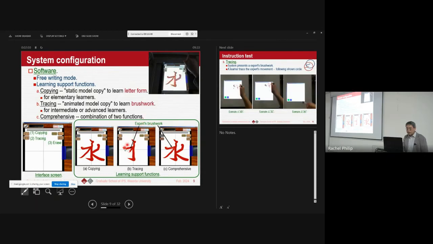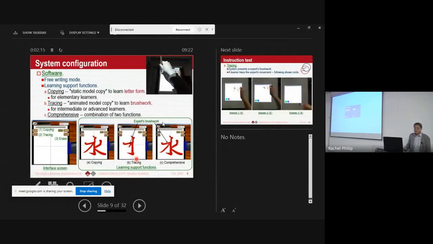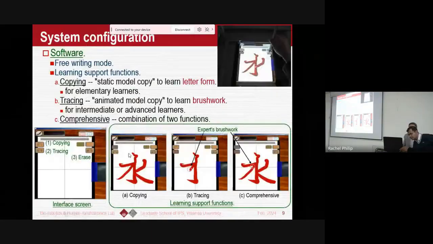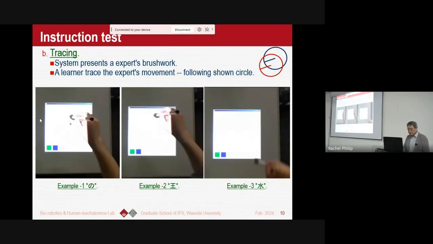This image shows the speed of motion, the speed of movement, and also the real-time movement of the tutor is given like this. Yes, the tracing looks like this, and the comprehensive mode is a combination of copying and tracing. There is a button on this screen, and by touching this button with the brush tip, it can work.